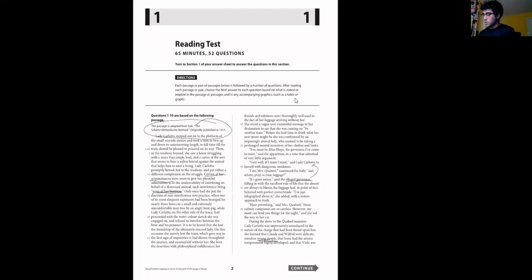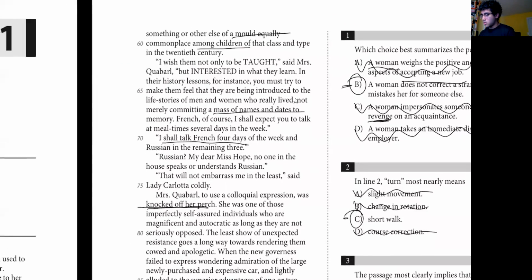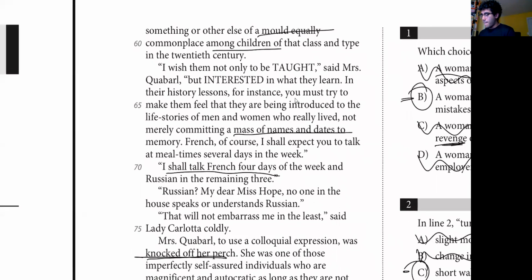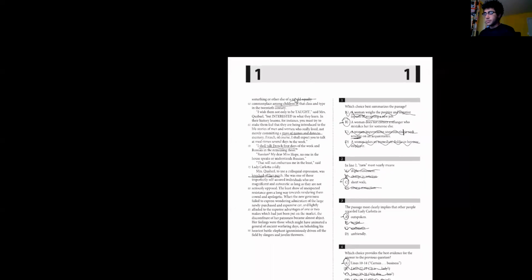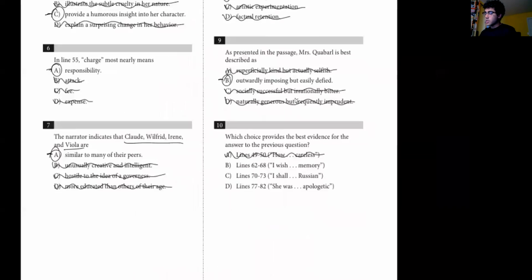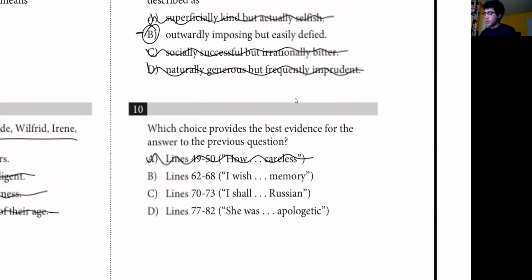Where is it? I wish them not to be interested. I wish them not only to be taught, but also interested in what they do. But again, nothing showing that she's outwardly imposing but easily defied. I guess it shows her being outwardly imposing, but nothing about easily defied. And remember, we have to show both.